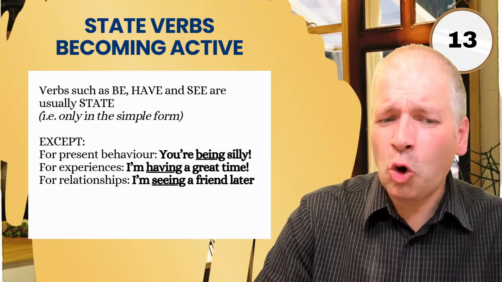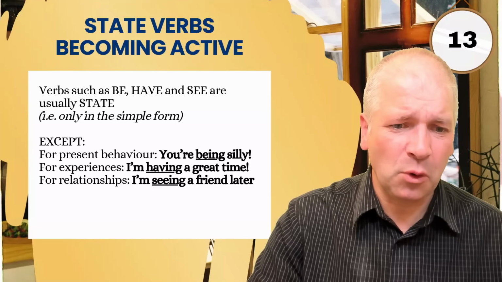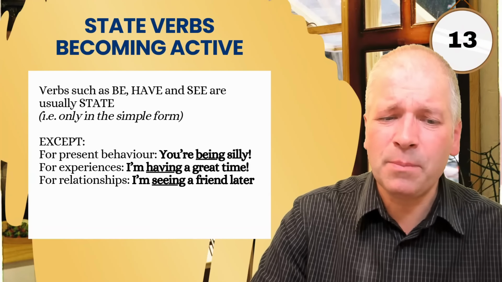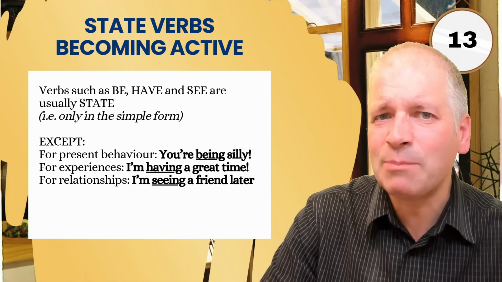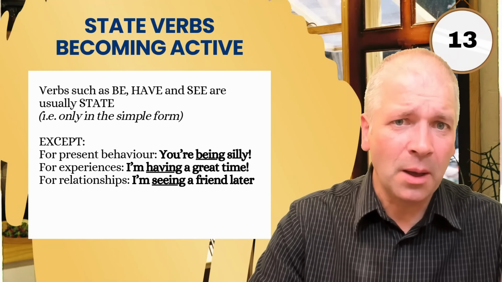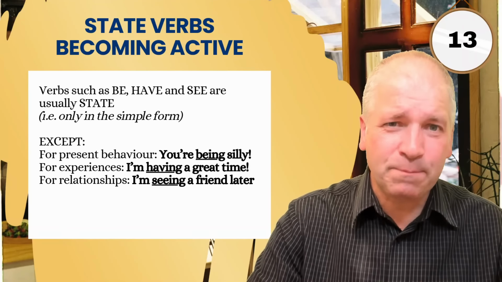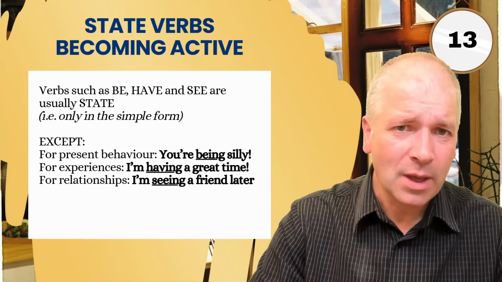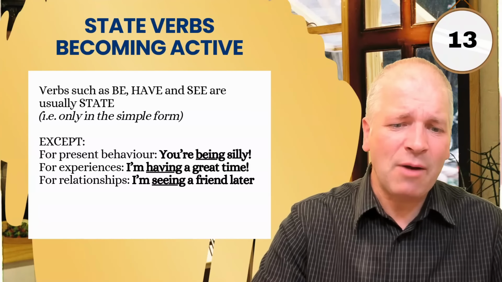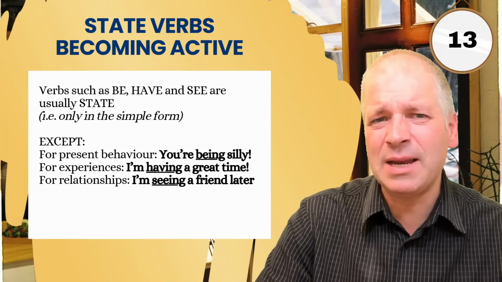State verbs normally don't take the continuous form. They normally only appear in the simple form. Be, have and see are examples, but sometimes there are exceptions. For present behaviour, be can take the continuous form. You're being silly. For experiences, have can take the continuous form. I'm having a great time. And sometimes when we're talking about relationships, instead of see, I'm seeing a friend later, which really means meeting.